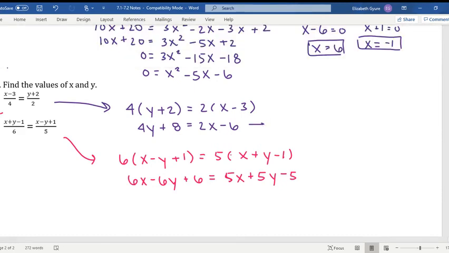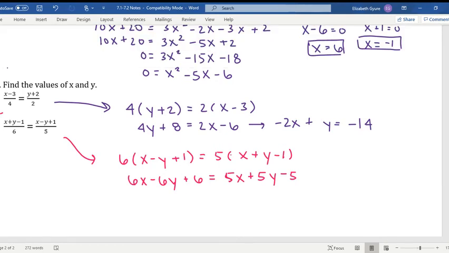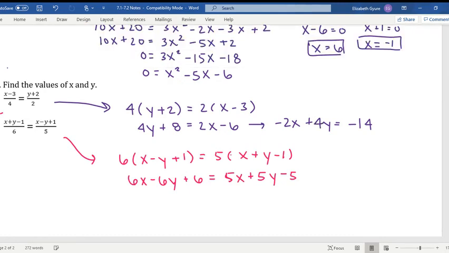I'm just going to simplify this. I'm going to move that 2x over, make that a negative 2x plus 4y equals, and I'm going to subtract over my 8, make that a negative 14. You could have also rearranged it by moving your 4y over. There's kind of a lot of possibilities with this. There's not just one way to do it.